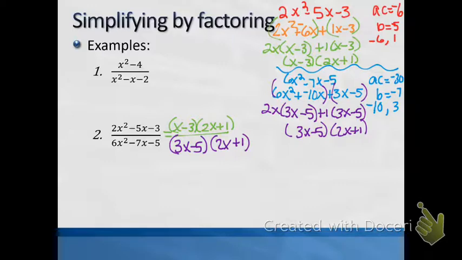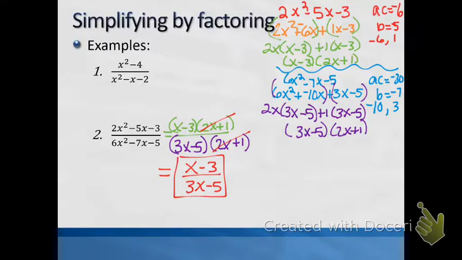And now that we've got both of those factored, we look for a common factor that we can reduce and simplify out. 2x plus 1 divided by 2x plus 1 would be 1, sorry about that. So we can reduce those, and we're left with x minus 3 over 3x minus 5. There are no common factors here other than 1, so there's nothing else we can simplify.